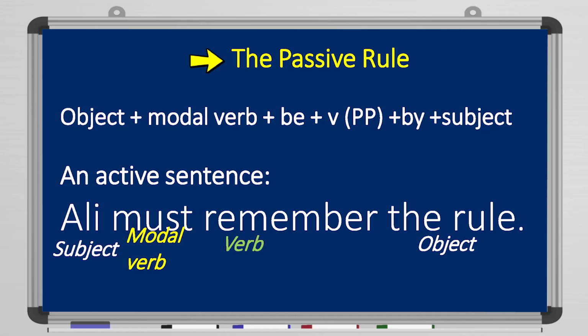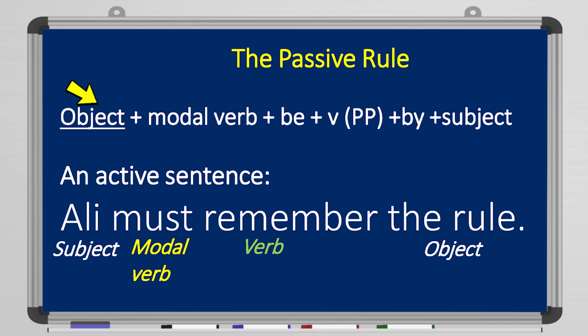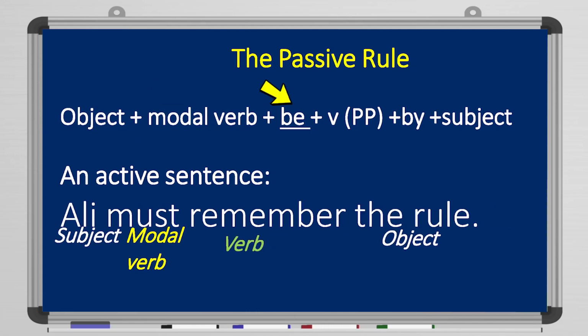There's a different order. Here's the equation for you. In a passive sentence, we start with the object. Object plus modal verb plus be plus verb in the past participle, plus by plus subject. It's a long equation, but it's very easy, very effective.